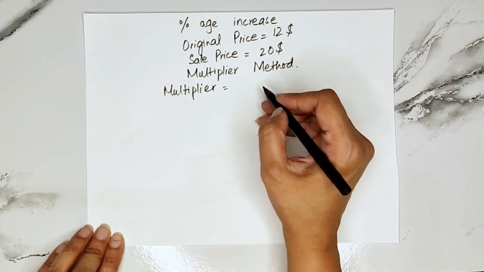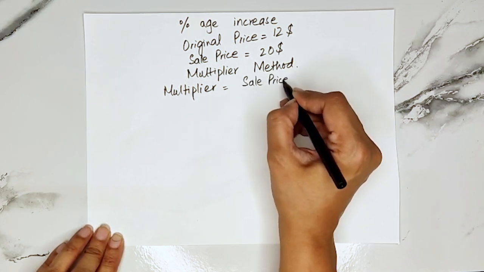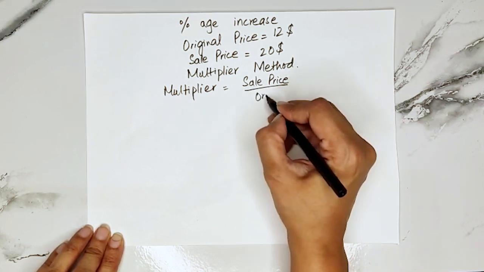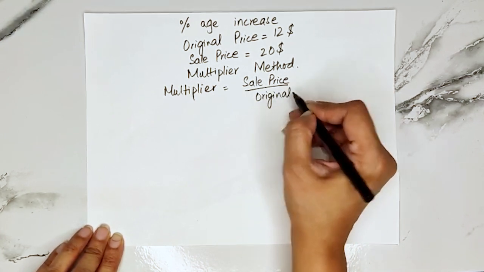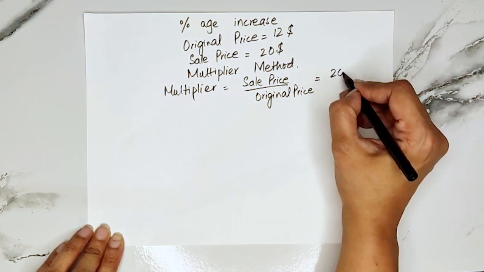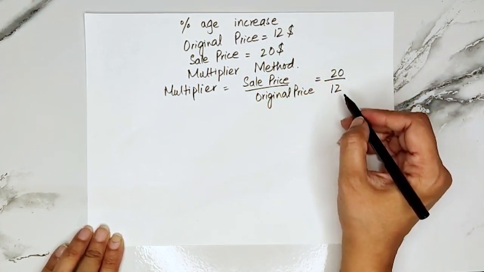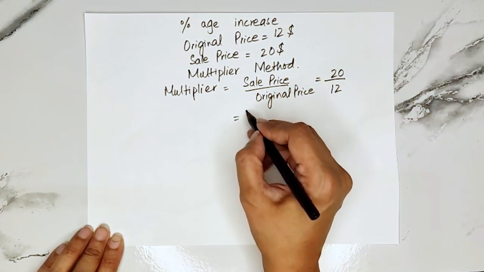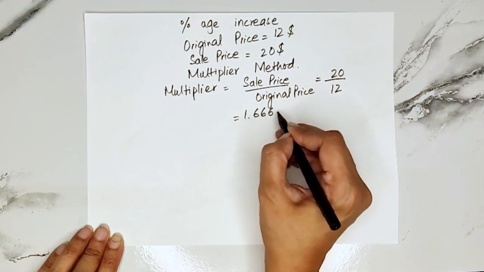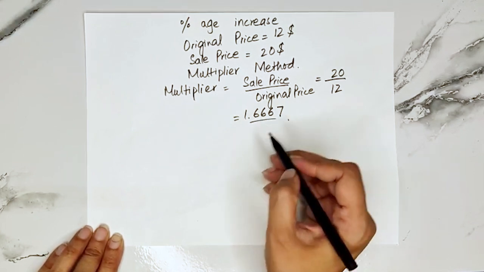So the formula we will be using is the sale price divided by the original price. The sale price is $20 and the original price is, as mentioned here, $12. So 20 divided by 12 is equal to 1.6667. So this is the value of the multiplier.